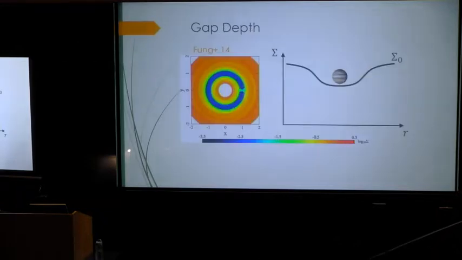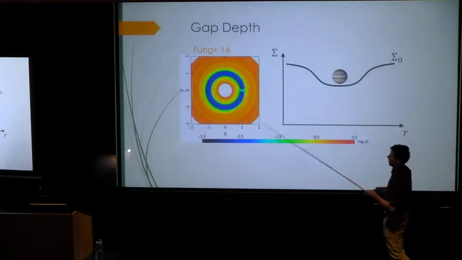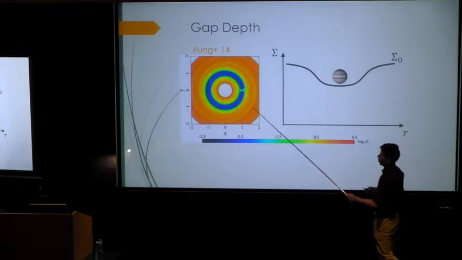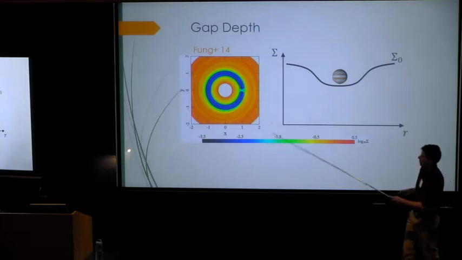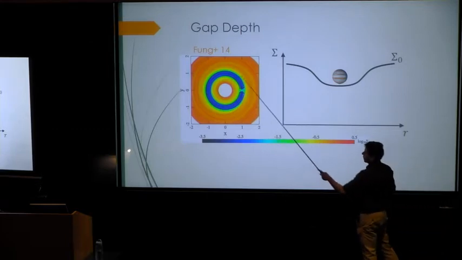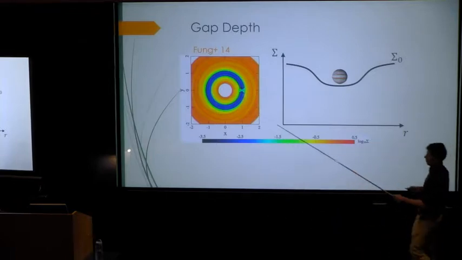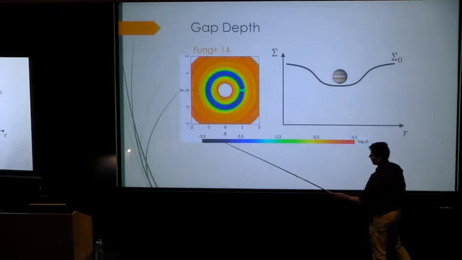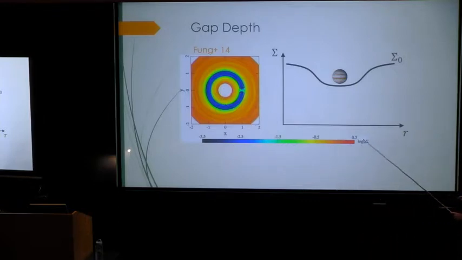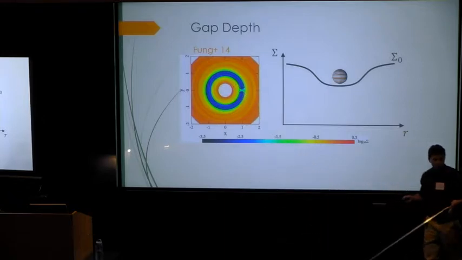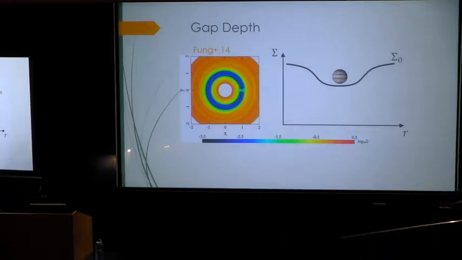Okay, so we need to take a deeper look. So here we have an example, a 2D gap opening simulation by Jeffrey Fung et al. So the color map here shows the gas surface density. And you can see that the planet opens this gap, this low density cavity around its orbit. But you can also see that although this gap is depleted by orders of magnitude compared to the ambient disk, it is still not completely empty. There's a finite gas density inside the gap. And therefore, the planet inside the gap can continue to accrete at a finite Bondi accretion rate.